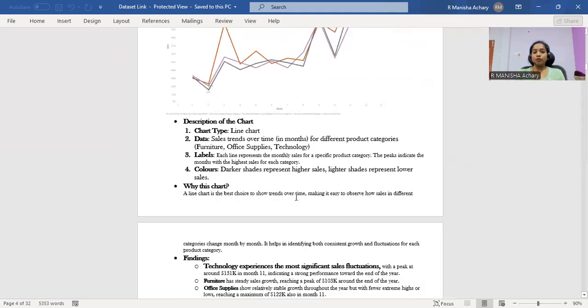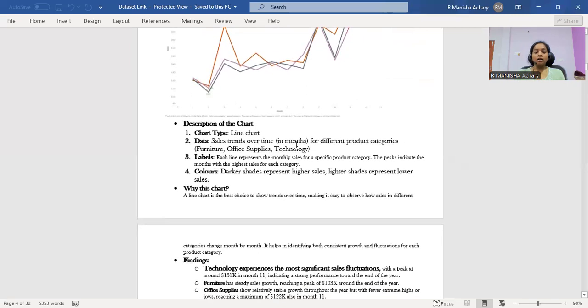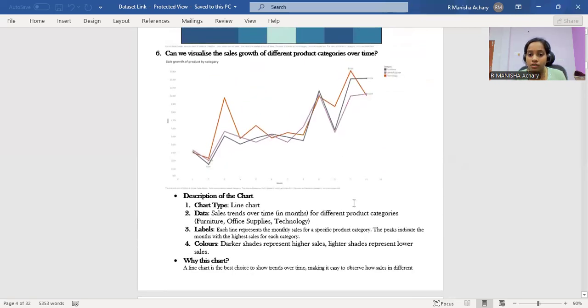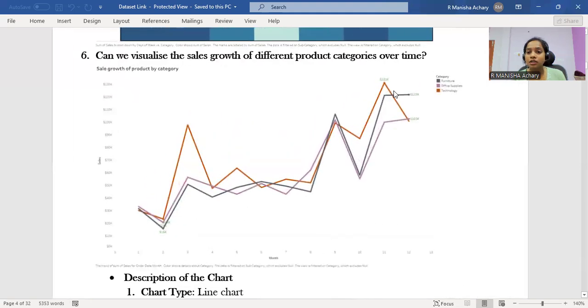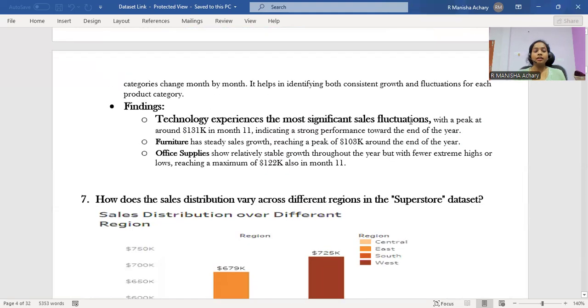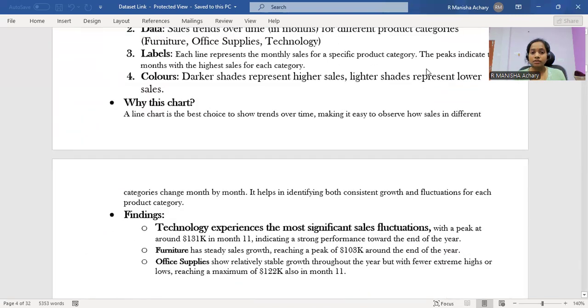What insights I have found from this chart is that technology experienced the most significant sales fluctuations, with a peak at around 131K in a month. This is for month 11 for technology, this orange color. And furniture has steady sales growth, reaching a peak of 103K dollars around the end of the year.